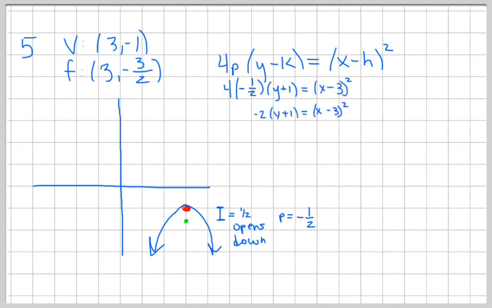And always, at any point, if you have this kind of situation, go ahead and multiply that together. I do want you to do that. But my final result ends up being negative 2 times y plus 1 equals x minus 3 squared.